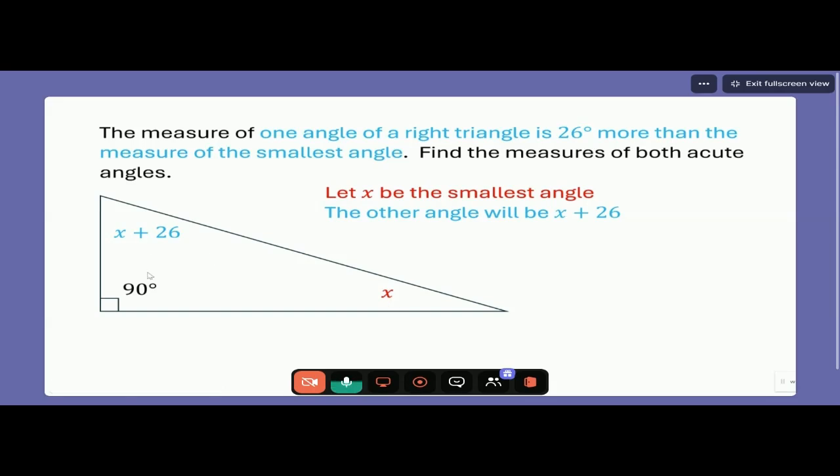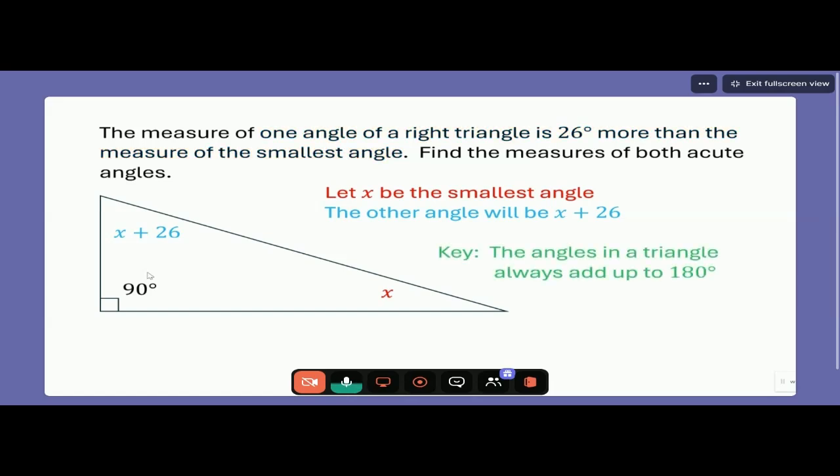And what's going to tie all this together? Well, we remember we have a rule that all the angles in a triangle will always add up to 180. So that is the key to this question, remembering that this angle, the x, plus this blue angle, the x plus 26, plus, let's make that a color too, that orange angle, the 90, those three added together must be 180. So let's build that equation.